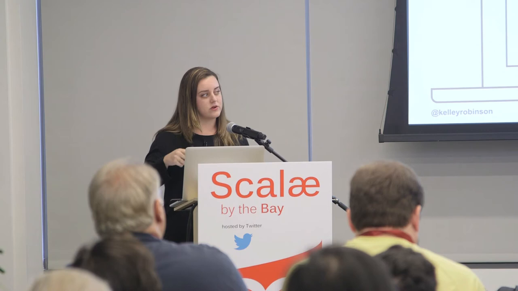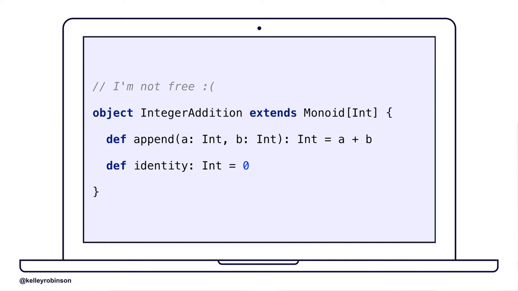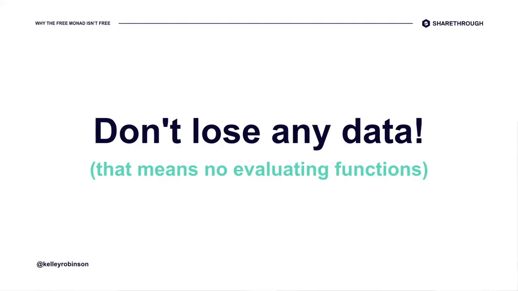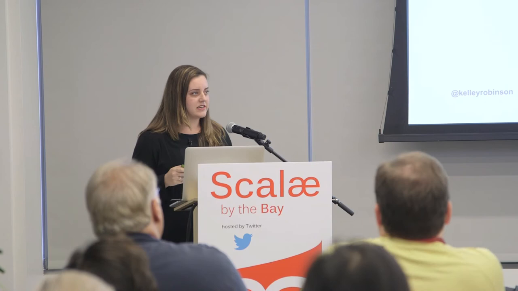In contrast, something like integer addition is not free because when you take two integers and put them together, you're losing information about the input types, the input data. You don't know what those inputs were to the existing result. And so that's why this isn't free. It's an explicit interpretation of the integer type. And that brings us to free monads. So the important thing that we want to remember here is that we can't lose any data during that append, that flat map, that composition step. We can't lose any data about the input to those functions.